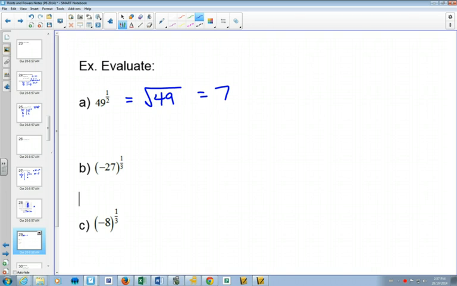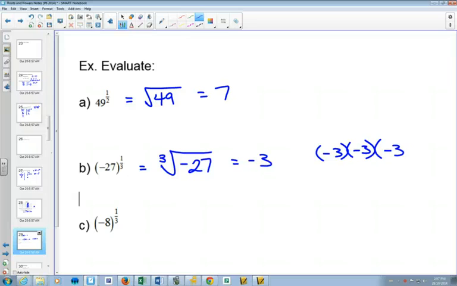Negative 27 to the 1/3. Negative 3. You are allowed to take cube roots of negatives. You can't take square roots of negatives, but you can take odd powers. Only even roots of negative numbers are not allowed. Because negative 3 times negative 3 times negative 3 is? Negative 27. So you can take a cube root of a negative. But if you did a square root, the two negatives would be positive, and that would be a problem.